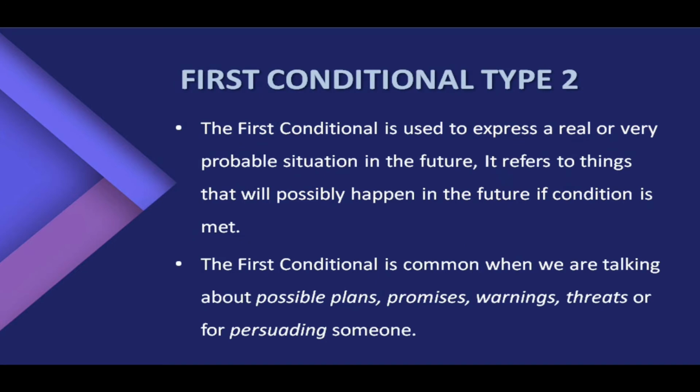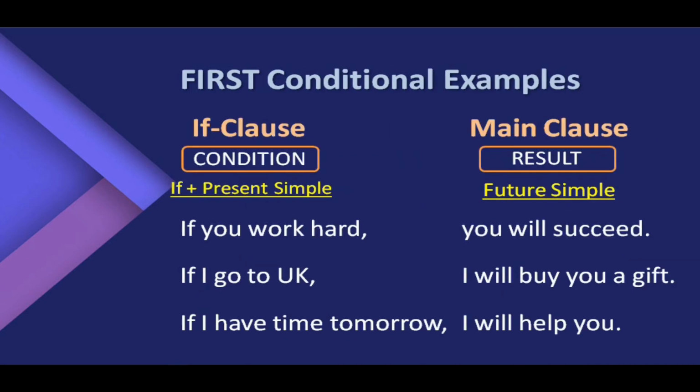Let's talk about the first conditional, type 2. The first conditional is used to express a real or very probable situation in the future. It refers to things that will possibly happen in the future if the condition is met. The first conditional is common when we are talking about possible plans, promises, warnings, threats, or persuading someone.